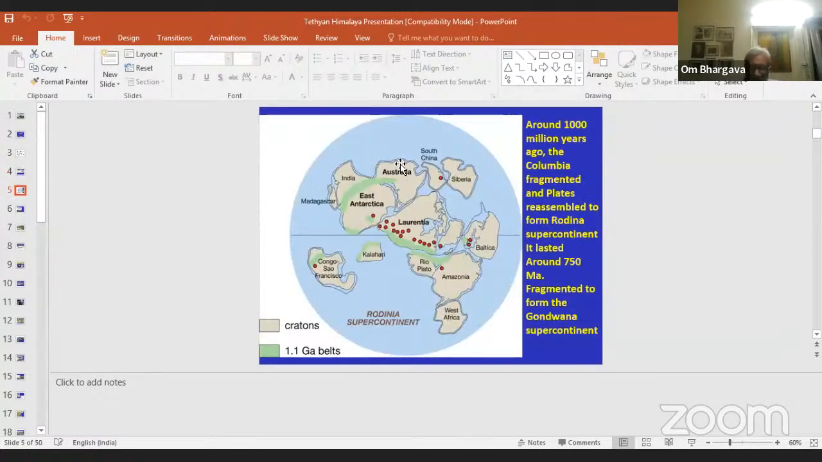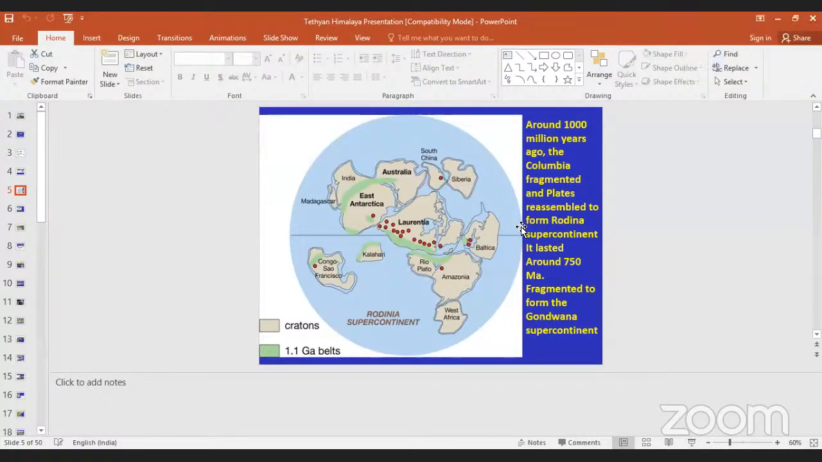And then around 1000 million years ago, the Columbia fragmented and the plates reassembled to form the Rodinia supercontinent. It lasted around 750 million years, then fragmented to form the Mollusc supercontinent.